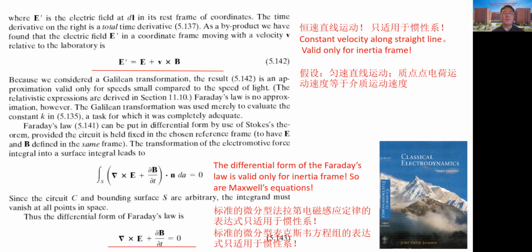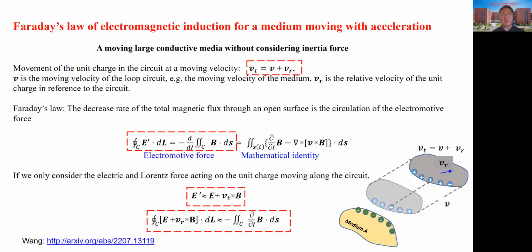But we look at this in detail to see whether this is the case or not, and what changed in Feynman's case here. Let's look at it. If you have a large medium, and you have a unit charge, and this medium is moving at a velocity v, the point charge can move differently, because its total moving velocity is the velocity of the reference frame or medium plus its relative moving velocity with respect to the medium. So you have this term.